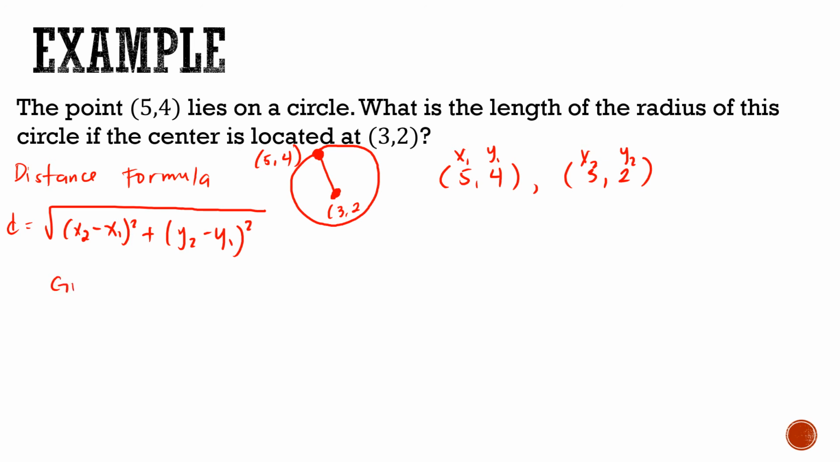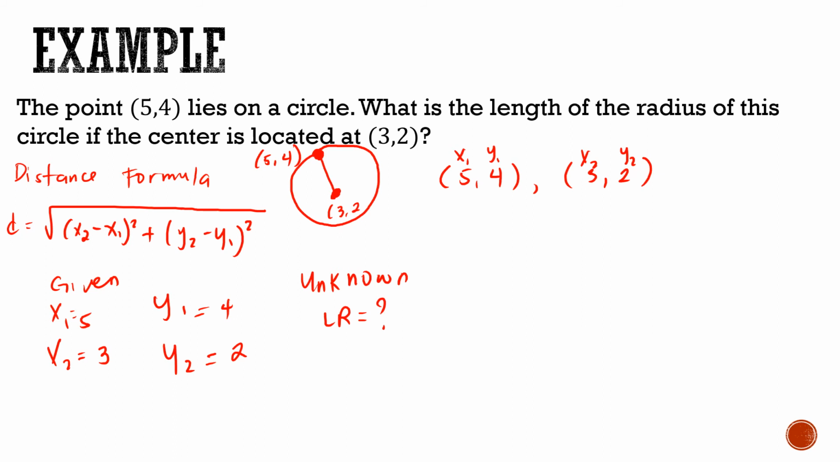Now let's write the given. The given are x sub 1, which is 5, x sub 2 is equal to 3, y sub 1 is equal to 4, and y sub 2 is equal to 2. Now again, the unknown is the length of the radius. To find the length of the radius, we will be using the distance formula. So we can now solve.